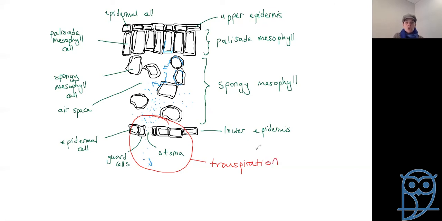Okay, that loss of the water vapor from the inside to the outside, from the air spaces in the spongy mesophyll layer to the air in the external environment. So when those stomata are open, then we have this gradient and we can have the diffusion. But what else affects it? Because it's not always the same all the time. There are 4 important factors that affect transpiration.